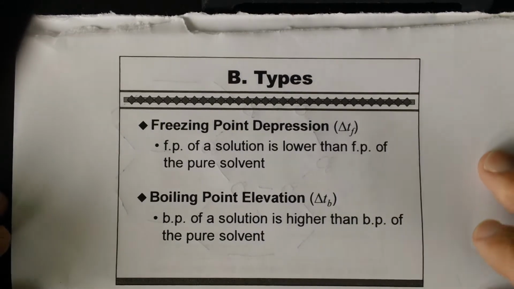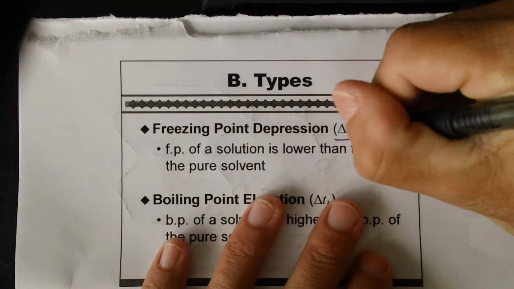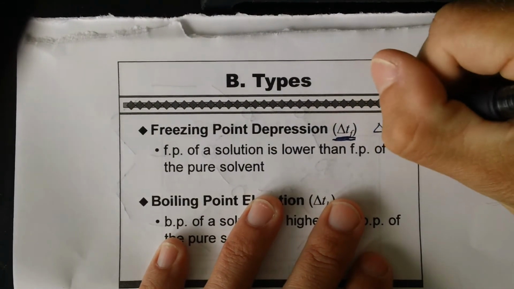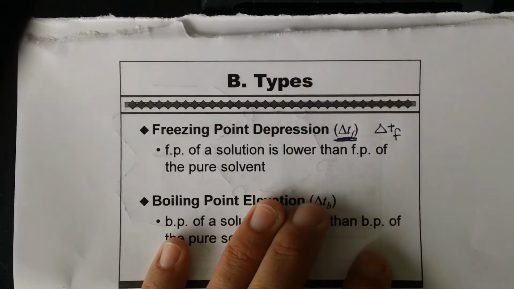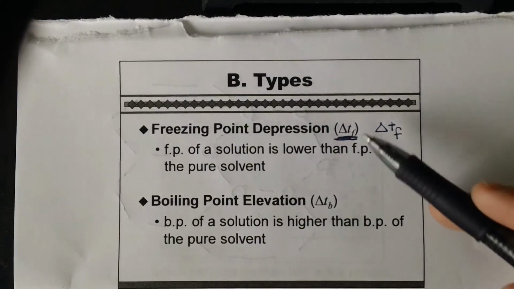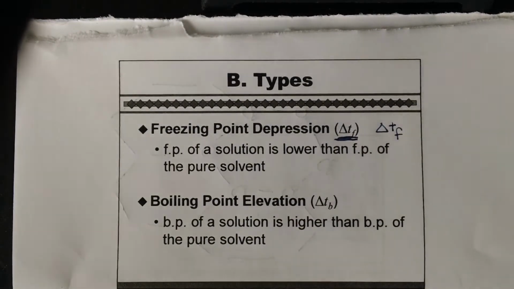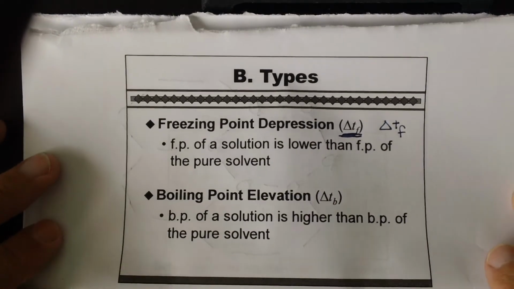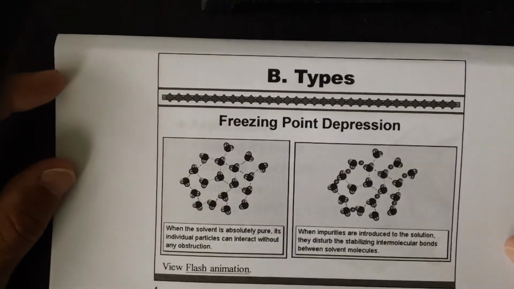So these are the 2 we're going to talk about: freezing point depression and boiling point elevation. You'll see this notation when we do the problems. It's delta T, the change in temperature of freezing, and the change in temperature of boiling. It will matter whether you're talking about freezing point depression or boiling point elevation, because there are constants, and the constants are different whether they're freezing or boiling.